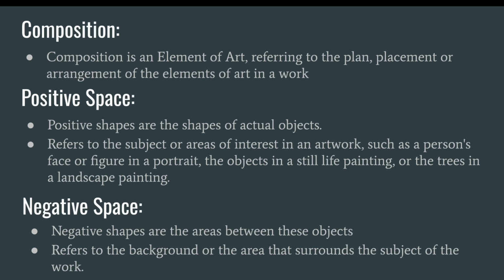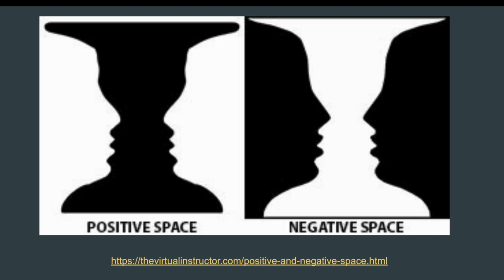Negative space is the space that's around the positive space. So negative shapes are the areas between these objects. It also refers to the background or the area that surrounds the object of work. And we're going to explore that in a minute.